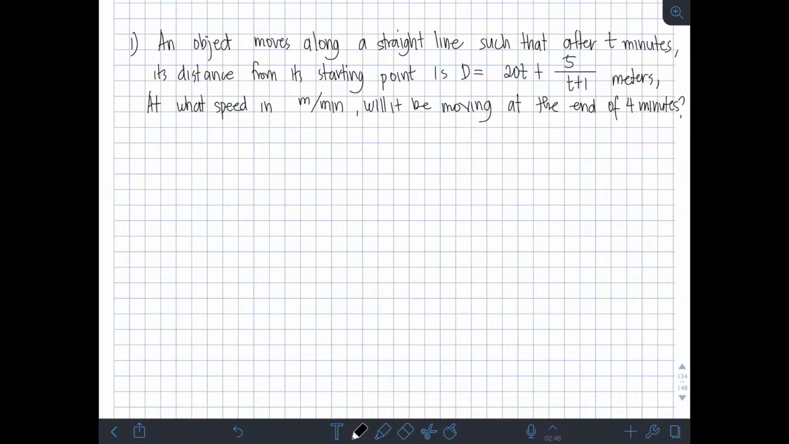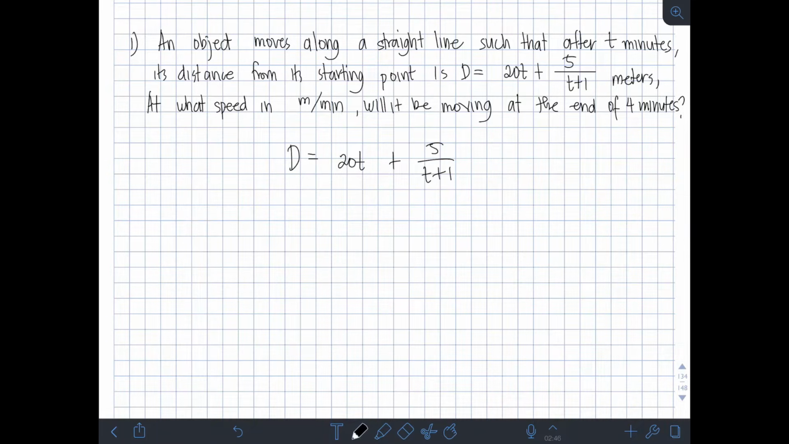An object moves along a straight line such that after t minutes, its distance from its starting point is d = 20t + 5/(t + 1) meters. At what speed in meters per minute will it be moving at the end of 4 minutes? Okay, so given tayo nung equation, nung position nung object along a straight line with respect to time. So, d is equal to 20t plus 5 over t plus 1. So, tinatanong is, ano daw yung speed niya at the end of 4 minutes?